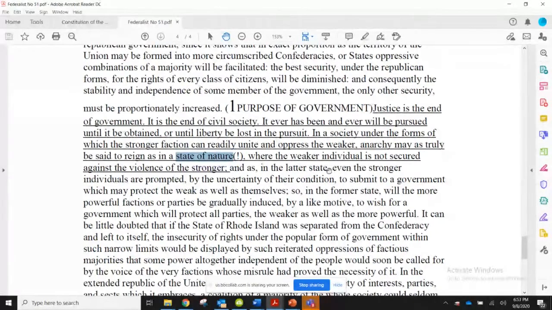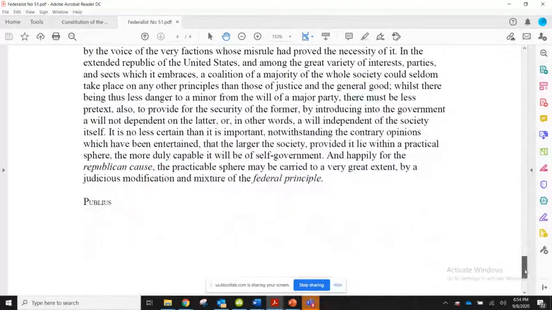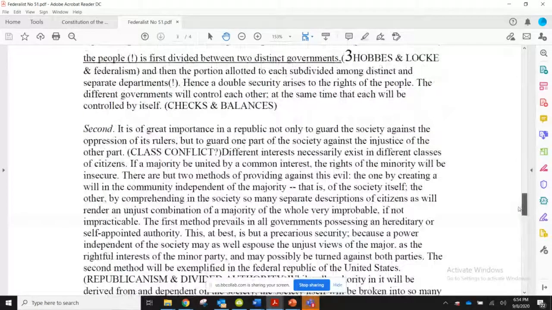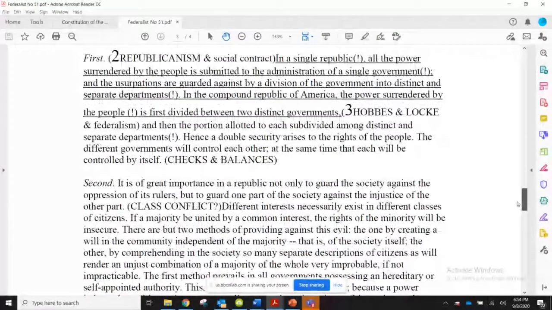What then is the purpose of government according to Madison in Federalist 51? Justice, where the goal of this justice is to secure the weaker against the violence of the stronger, or to secure the wealthy against the redistributive claims, which is a form of economic violence, of the masses that are poor. Here, let's go to the second point.